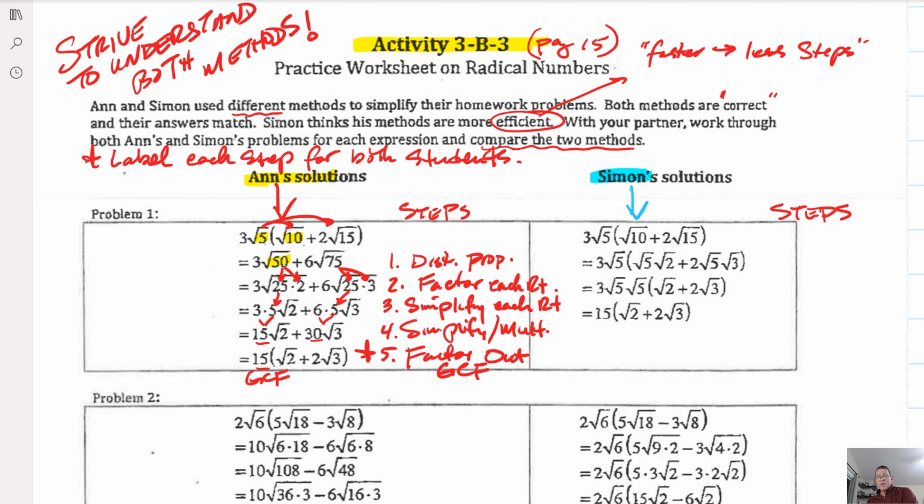That is done all the time. So she factored out the GCF. 15 and 30 are both divisible by 15, so factor it out. It's called the GCF. Now, what does Simon do?